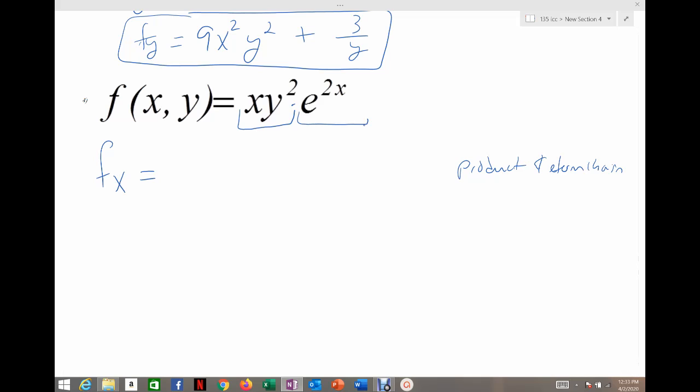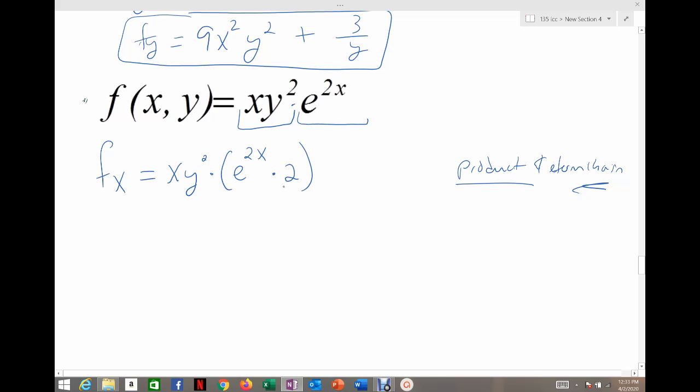So those are my two functions. Alright, product rule first, right? First derivative of the second plus the second times the derivative of the first. So the first function, xy squared, times the derivative of the second, which is the e term that requires my chain rule, so e to the 2x, but I'm not done yet. There's a times 2, right?